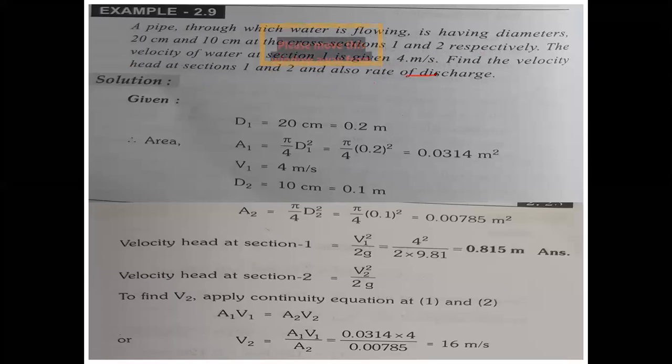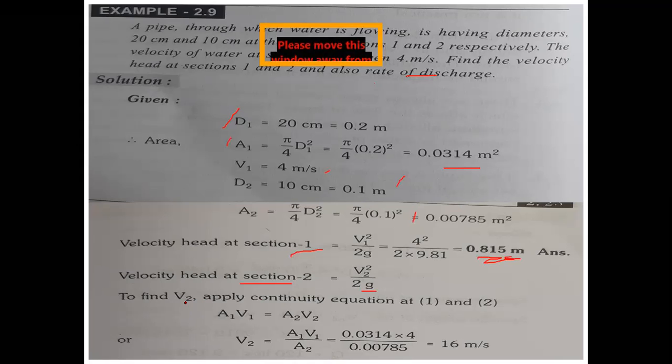So this is a quite straightforward question. The diameter at section 1 is D1, 0.2 meters. Therefore, find the area automatically. You are getting the value 0.03. Then the velocity V1 is 4 meters per second, right? That is given in the question. Then D2, 0.1 meter is also given in the question. Then find A2, you get the value. Now at section 1, find the kinetic energy, V1 square by 2g. That is a value. Now at section 2, find the kinetic energy.